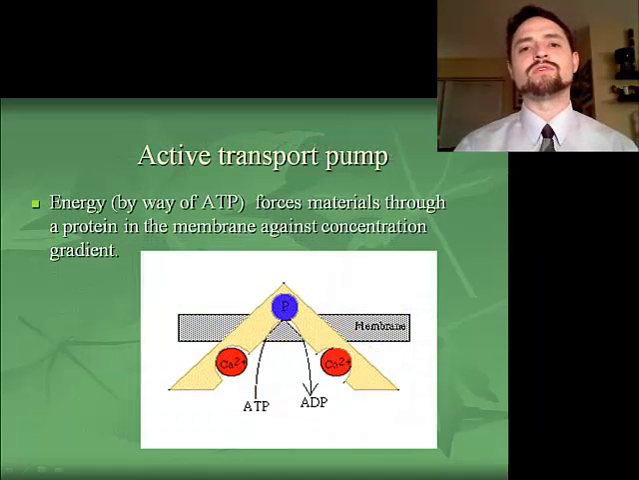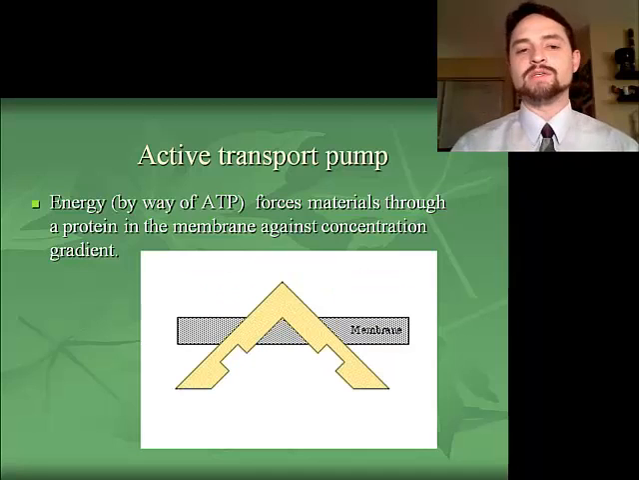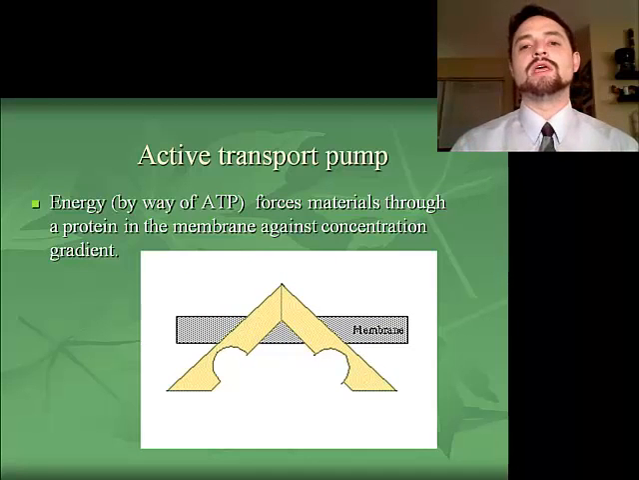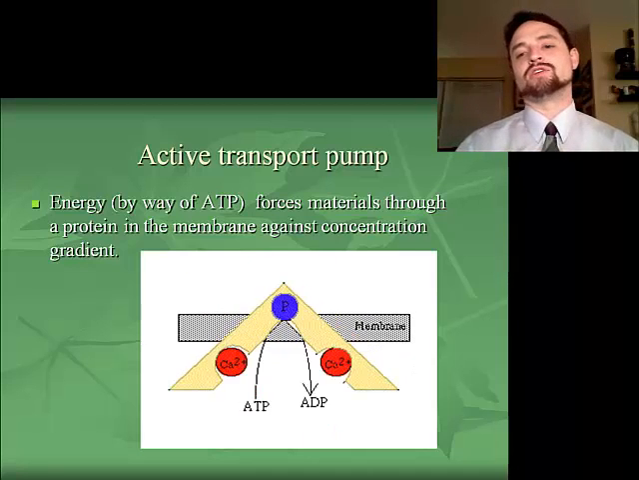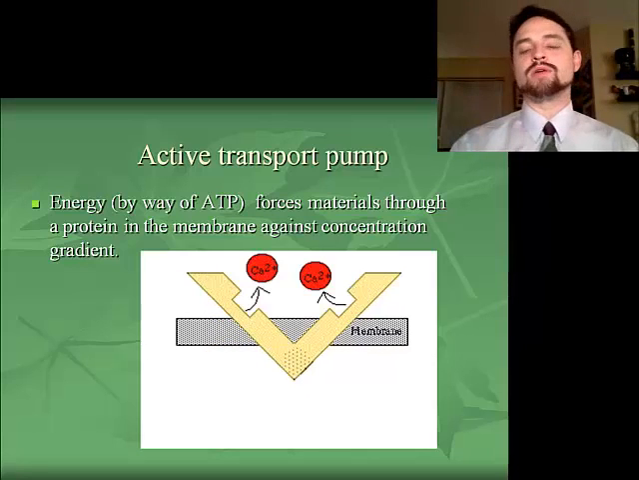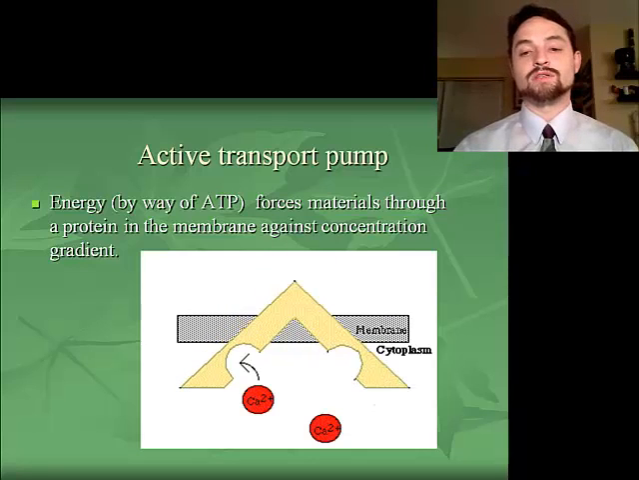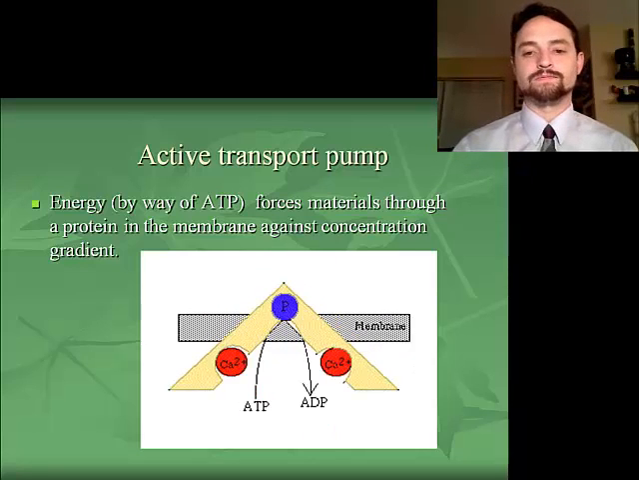And you can see examples of active transport. So energy, by way of ATP, forces materials through a protein in the membrane against its concentration gradient. Here's an example of calcium being forced across that membrane with the addition of ATP. Very important process in the cell, by the way.